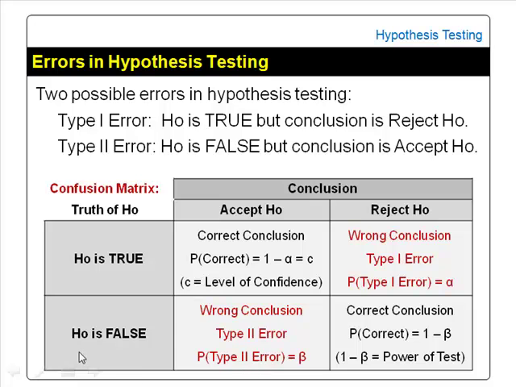However, if the null hypothesis is false, but the test statistic tells us to reject the null hypothesis, then this is a correct conclusion. The probability of making this correct conclusion is 1 minus beta. And 1 minus beta is called the power of the test. The common power to use is 80%, giving a beta of 20%.